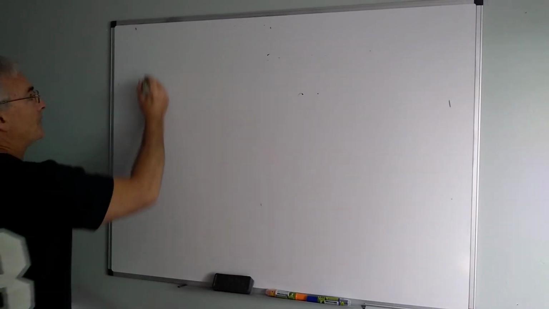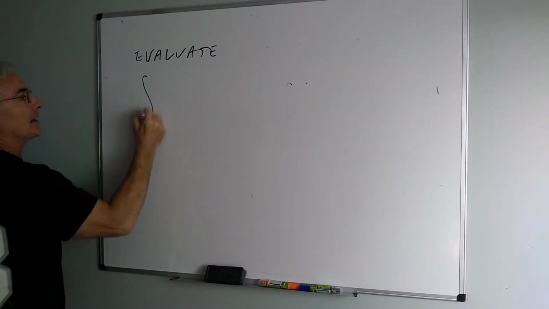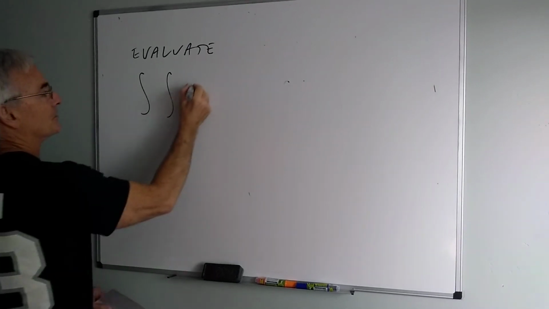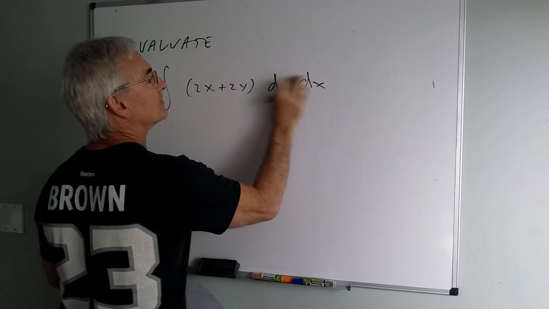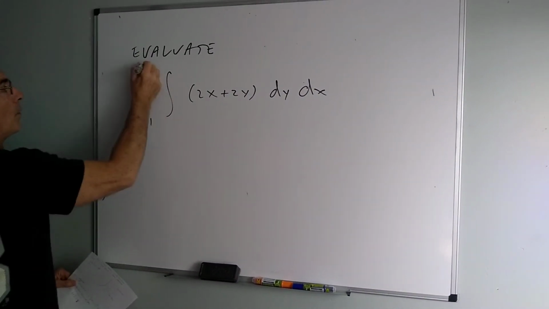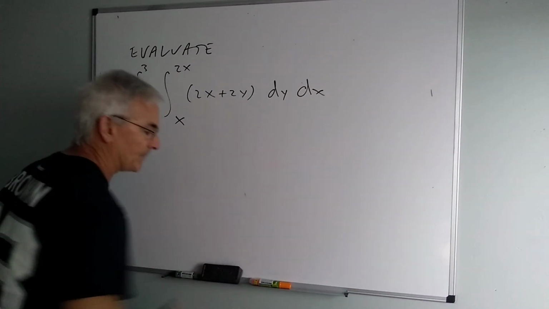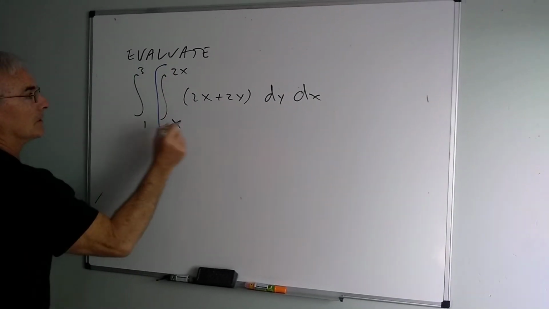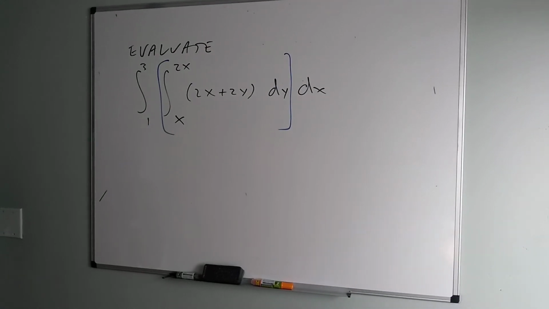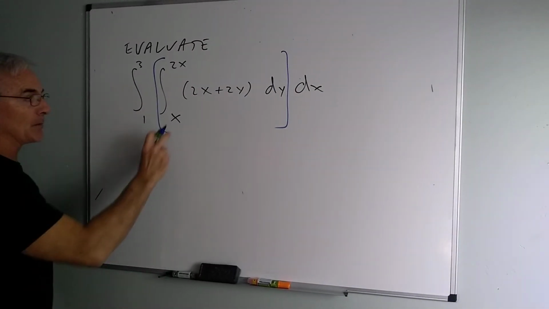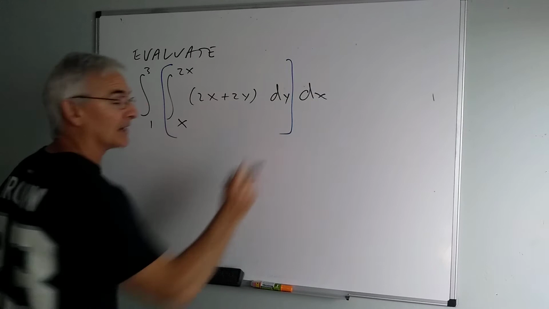So I want to consider, what if I simply wanted to evaluate a double integral? Let's say a double integral in the form, how about the integral from 1 to 3 of the integral from x to 2x of 2x plus 2y dy dx. Now the way we look at this problem is it's an integral within an integral. So this is one problem all by itself right here. I'm going to integrate this and evaluate this. And as a result of this integration, I will get completely a function of x. Then when I perform that integration with respect to x, I will get a scalar.